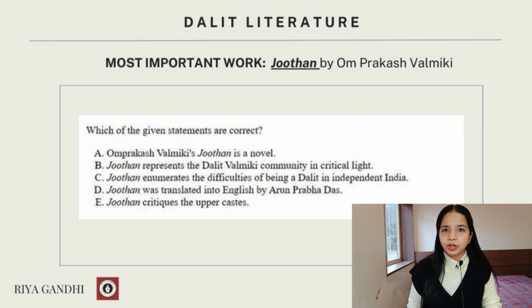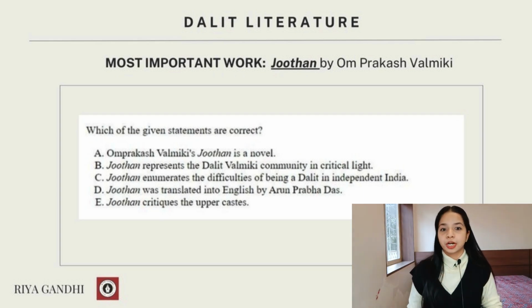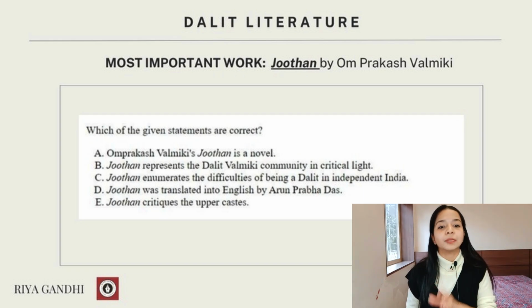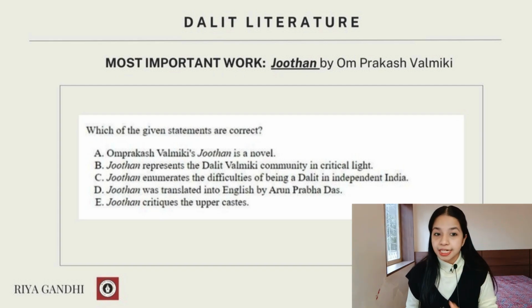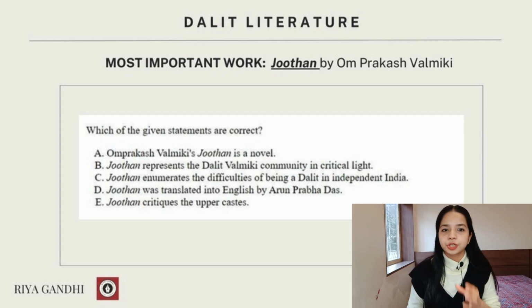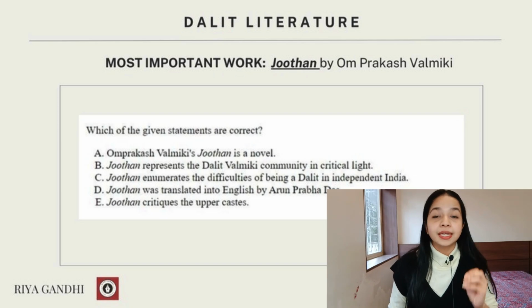Now, it is very important to understand the kind of question that was asked in this recent UGC NET English exam. So the question says: which of the given statements are true? A. Om Prakash Valmiki's Joothan is a novel. B. Joothan represents the Dalit Valmiki community in critical light. C. Joothan enumerates the difficulties of being a Dalit in independent India. D. Joothan was translated into English by Arun Prabha Das. And E. Joothan critiques the upper castes.